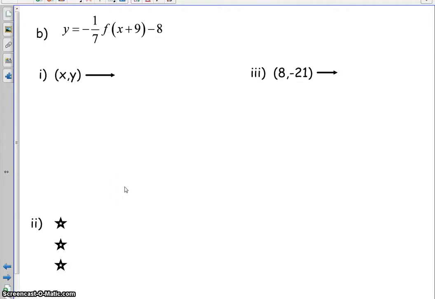Okay, welcome back to part 2 of this lesson. So let's do one more of these types of questions together before you try the next two on your own. So again, let's try and create the mapping rule first. So again, for x, let's take a look inside here. We've got x plus 9.